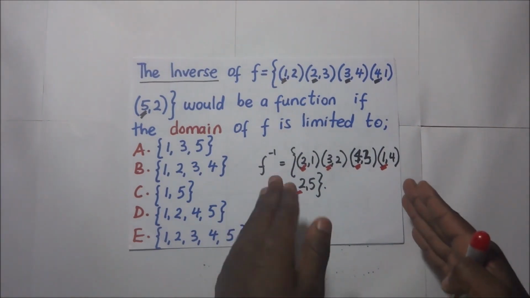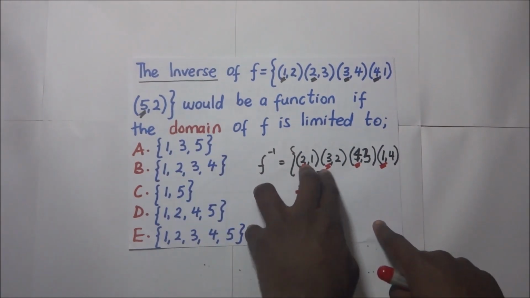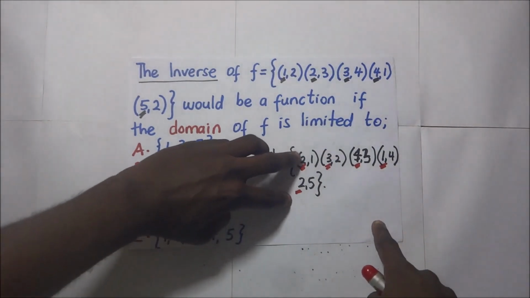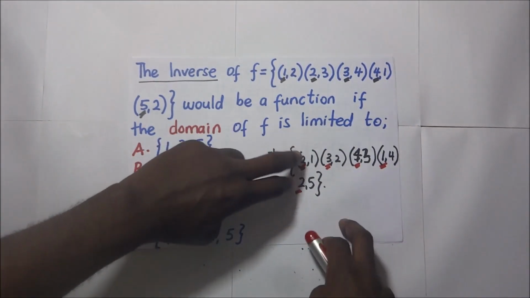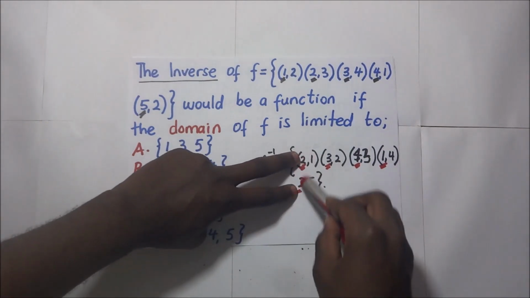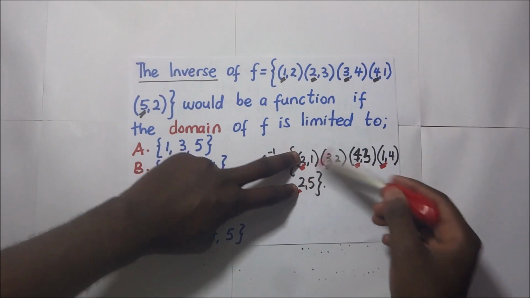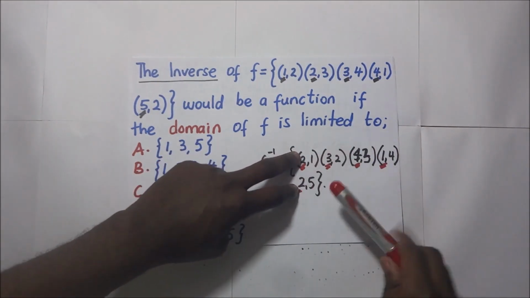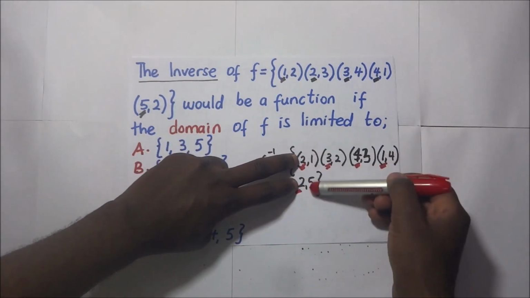But now let's look at this relation here, the inverse of this thing. We have 2, 3, 4, 1 and then 2. So you realize that we have two inputs that are the same. We have 2 1 and 2 5: the input of 2 is giving us an output 1 here and an output 5 here. So this is not a function. These ordered pairs are not a function because we have an input 2 giving us two different outputs, 1 and 5.